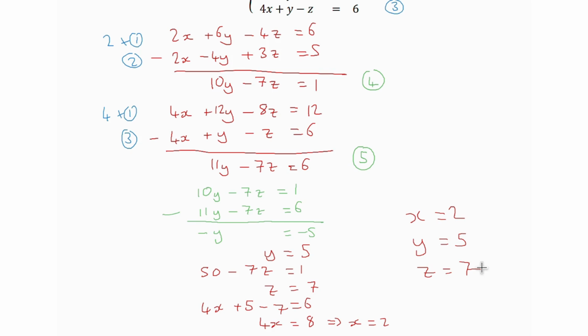Which is exactly the same answer as we get through matrix row reduction or through substitution. I will point out this one was relatively straightforward at this step here because we had minus 7z in both of them, so we didn't need to do any multiplication. We obviously might have to scale one of these or both of these equations at that stage so that we could do this step here.